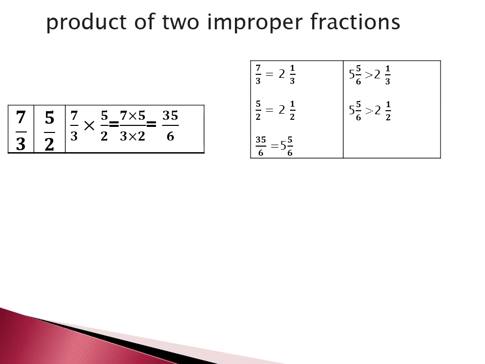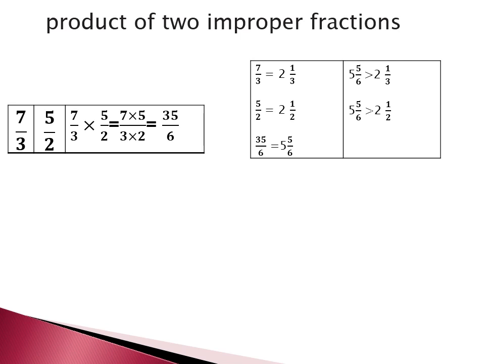So 5 integer 5 by 6 is greater than 2 integer 1 by 3, meaning 35 by 6 is greater than 7 by 3. Then 5 integer 5 by 6 is greater than 2 integer 1 by 2, meaning 35 by 6 is greater than 5 by 2. That means the product of the two improper fractions is greater than both of the fractions.